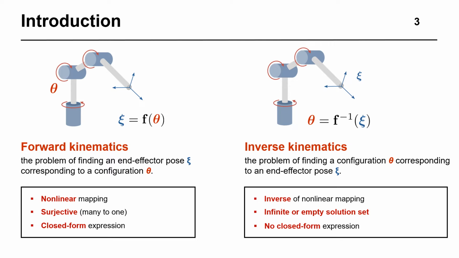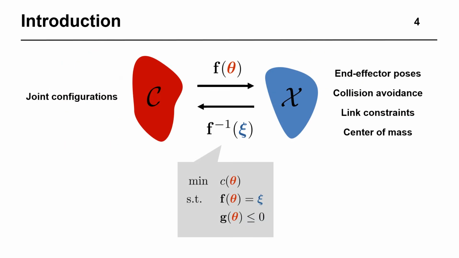Unfortunately, feasible end effector poses can generally be reached by an infinite set of joint configurations, which cannot be characterized analytically. For this reason, inverse kinematics is commonly formulated as a numerical optimization problem, and mathematical programming methods are used to search the configuration space for solutions.